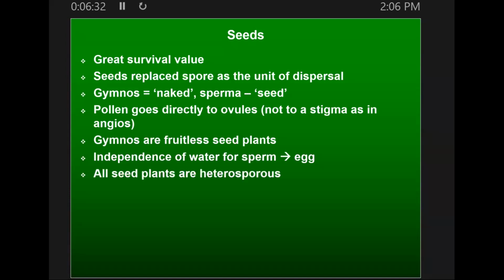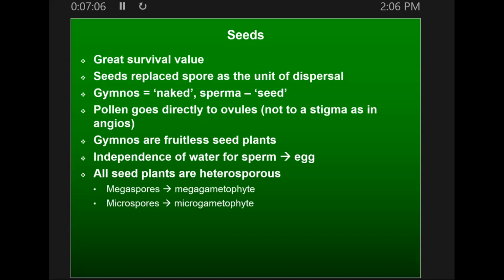Now, there's a couple of terms you're going to start hearing now that will come into the angiosperms as well. We say that seed plants are heterosporous. So we're going to find that they do make spores, they just don't release them. Okay, so they have a slightly different strategy. And so we're going to find out that there are two types of spores that both the gymnos and angios have. One are the megaspores, and then the other are the microspores.